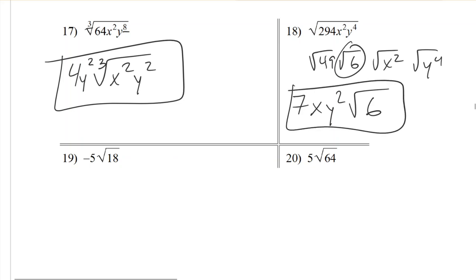Negative 5, square root of 9, square root of 2, and square root of 9 is 3. Negative 5 times 3 is negative 15, square root of 2. Square root of 64 is 8, so 5 times 8 makes 40.